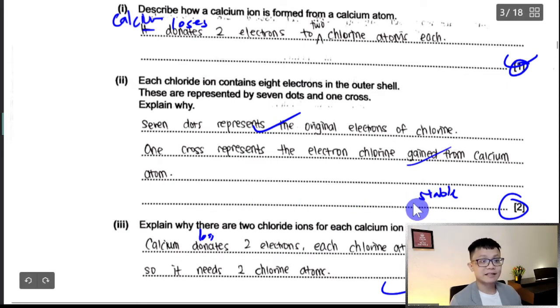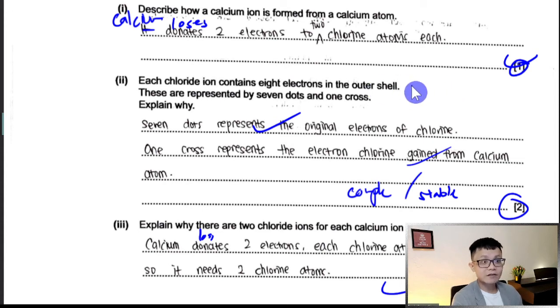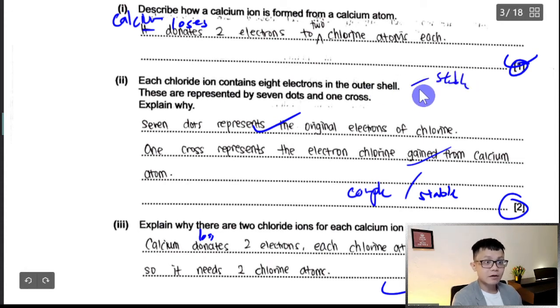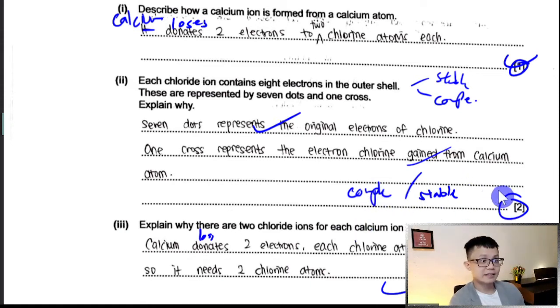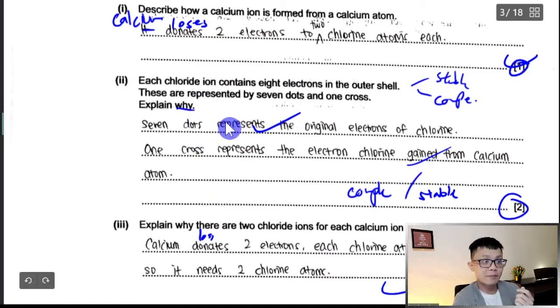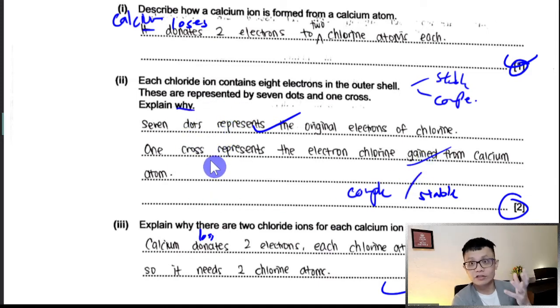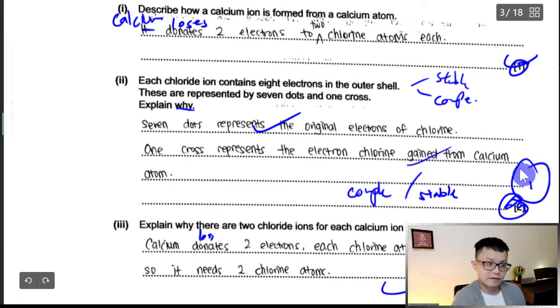Because here it didn't say share, okay, either you want to say complete or stable. So they gain 1 electron. In order to make the outer shell, you must say stable or complete. Because the student didn't say stable or complete, he didn't get 1 mark. He just said gain 1, but why? Explain why: because they want the outer shell to be complete and stable. So the student will only get 1 mark. This one only 1 mark. Okay, 1 mark for this question.